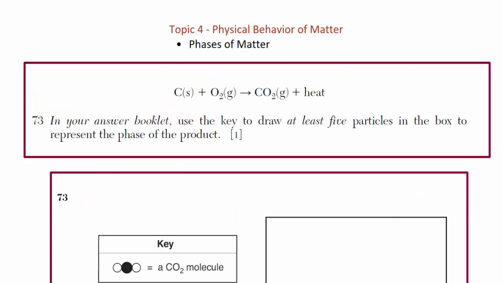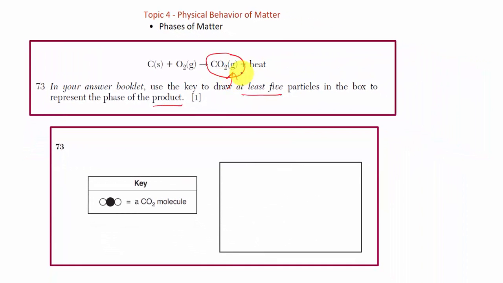For question 73 in the answer booklet, we're going to use the key to draw at least 5 particles in the box to represent the phase of the product. Our product is carbon dioxide. Notice it's in the gas phase, and a carbon dioxide molecule has this appearance. And because it's a gas, our 5 particles are going to be drawn randomly somewhere in this space. So we'll locate them. They can be pretty much anywhere. 1, 2, 3, 4, and we'll put one over here in this little corner.